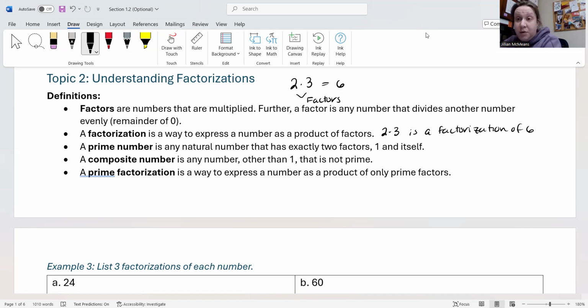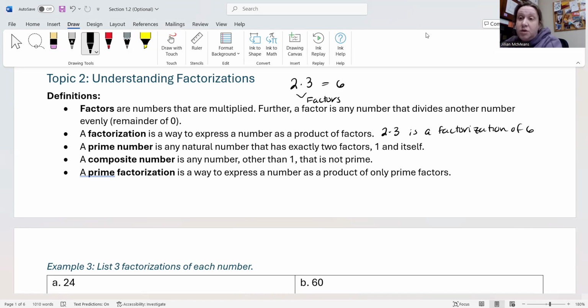Now, a prime number, that's our next definition. A prime number is any natural number. That means a number that's one or more incrementing by one. So no decimals, no fractions, no zero, no negatives. A prime number is a natural number that has exactly two factors, one and itself.